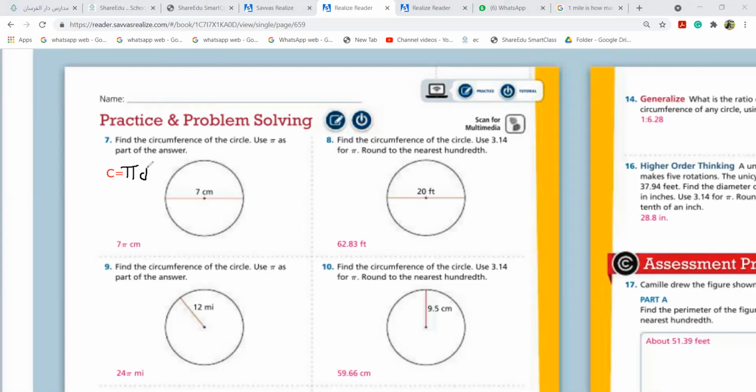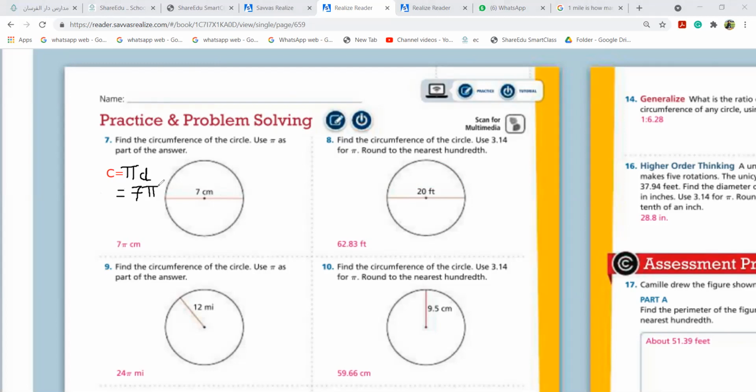All right. They said you don't put the value of pi. Use pi as an answer. So what is the diameter here in the question? It is 7. Yeah. So directly you will just write 7 pi. You will write 7 pi. This is your answer.